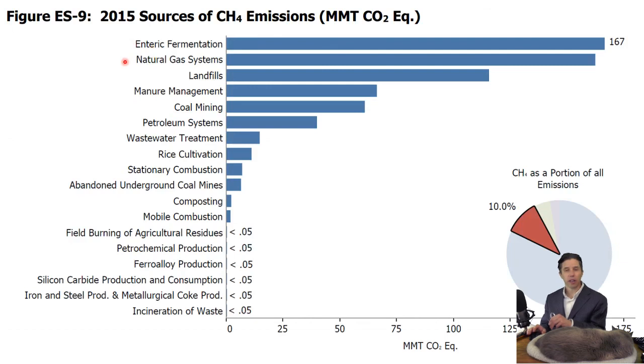Number two is natural gas. So we're going to talk about this in a future lecture, but when we extract natural gas out of the ground, some of it gets into the atmosphere. Number three is landfills. So this is where all your garbage goes. They just throw it in a big hole in the ground and cover it. Bacteria decay that garbage, and then that produces methane.